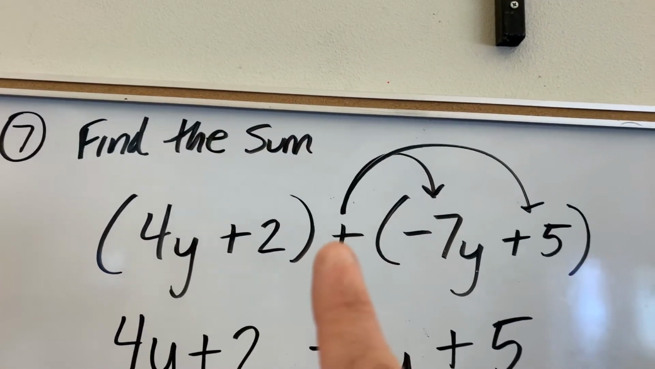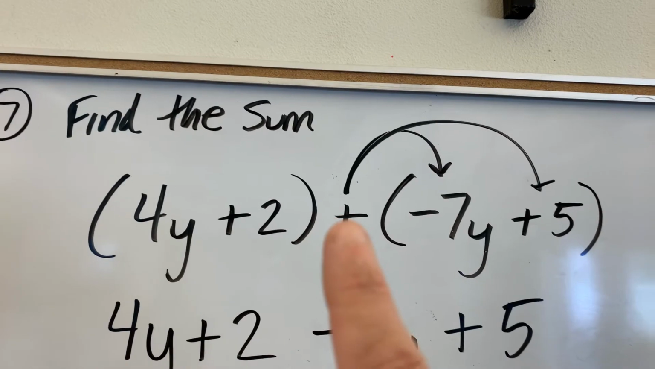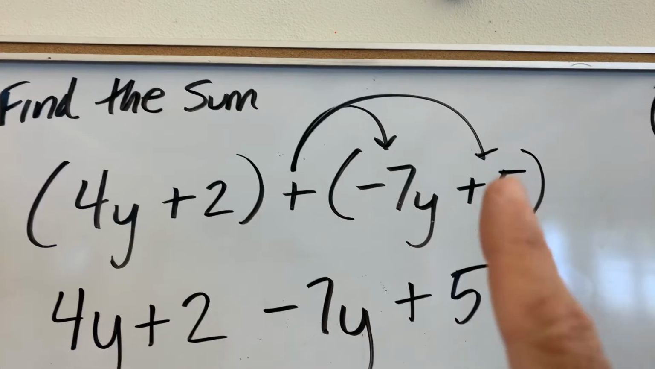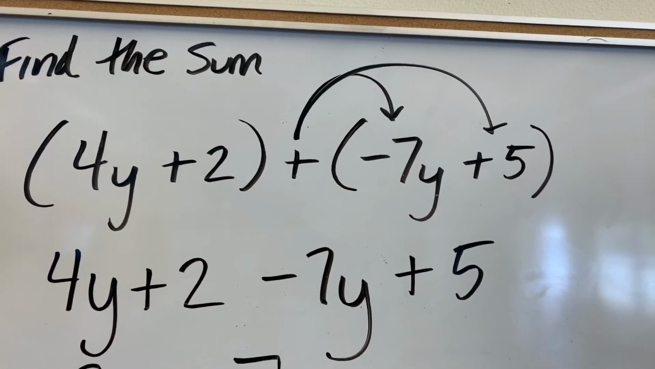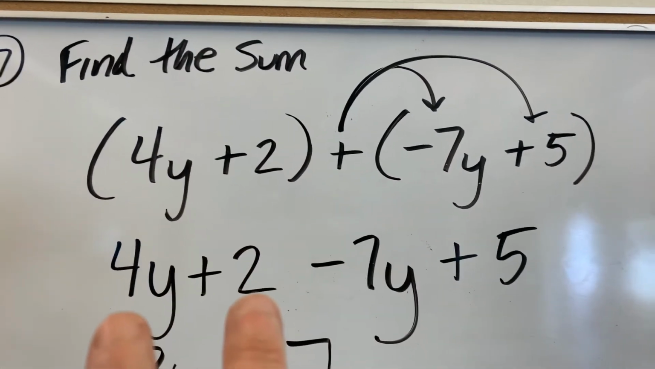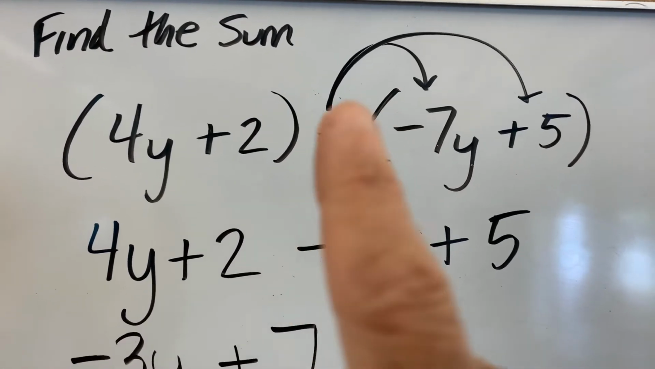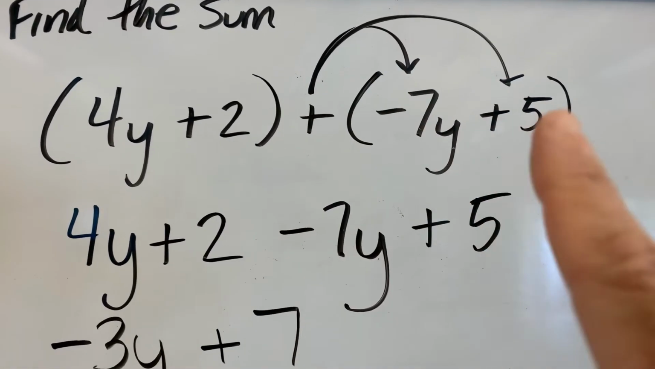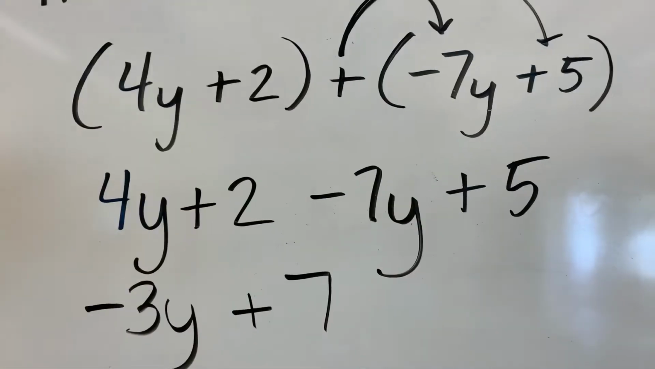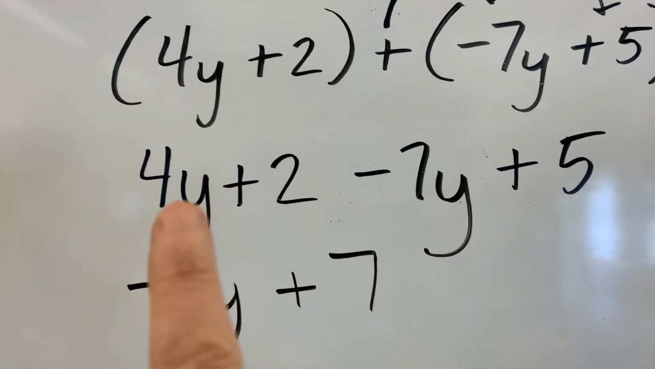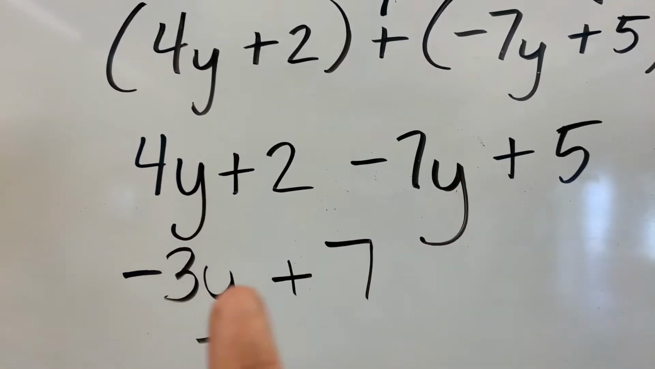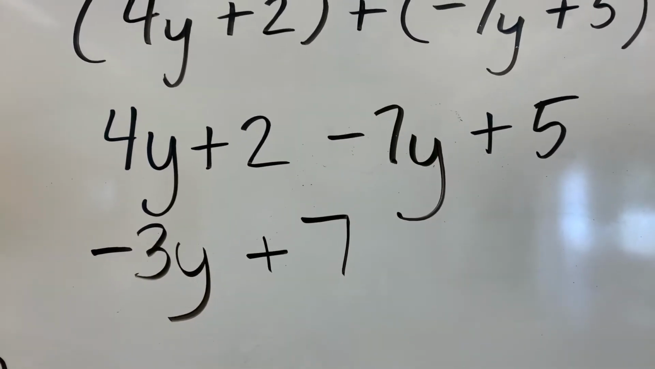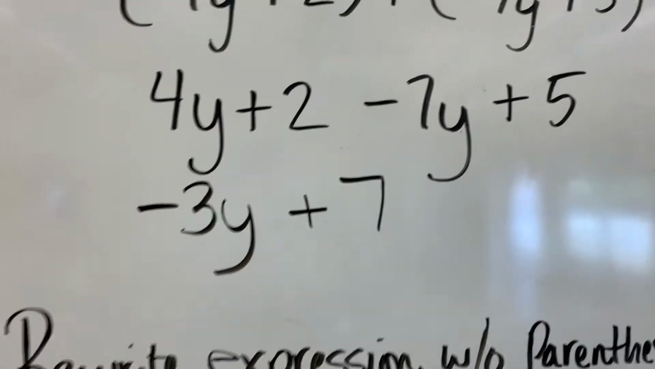Number 7, find the sum. That plus sign you should think of as a positive 1, and you're going to distribute, meaning you're going to multiply by positive 1 to both of those terms. These 2 terms drop down. And then positive 1 times negative 7y is negative 7y. And positive 1 times positive 5 is positive 5. Go ahead and combine like terms. 4y take away 7y is negative 3y. And positive 2 plus positive 5 is positive 7.